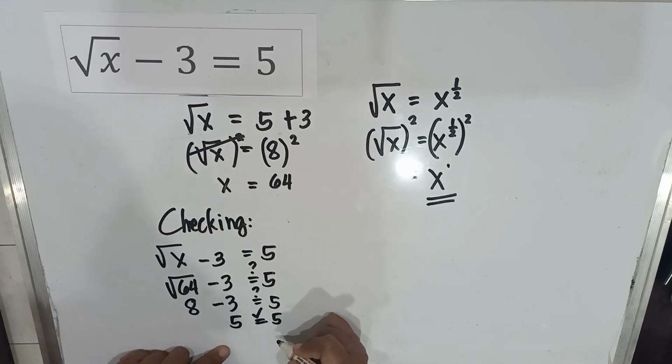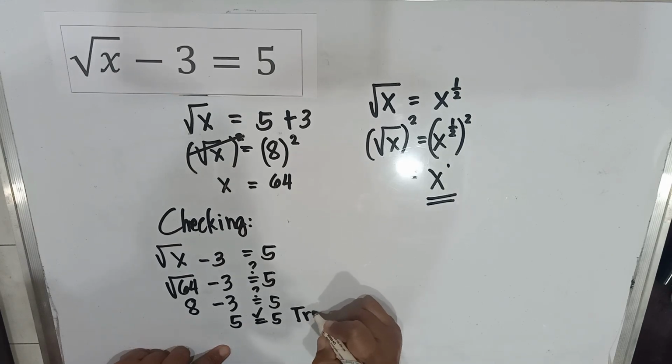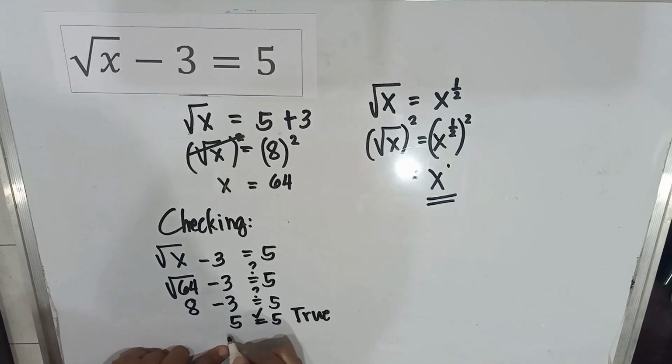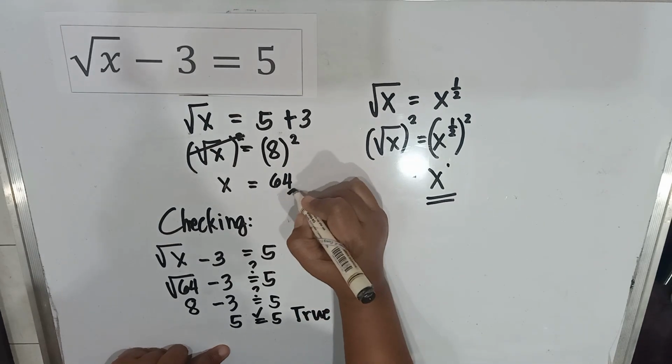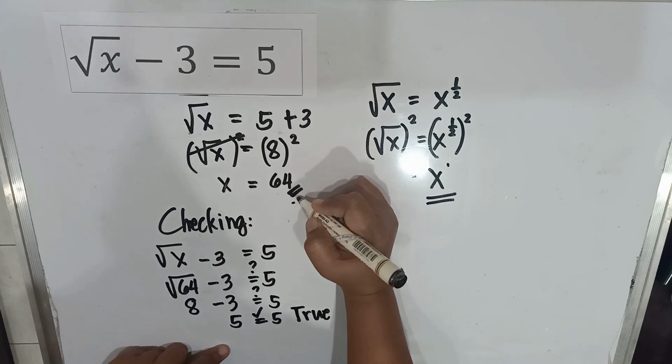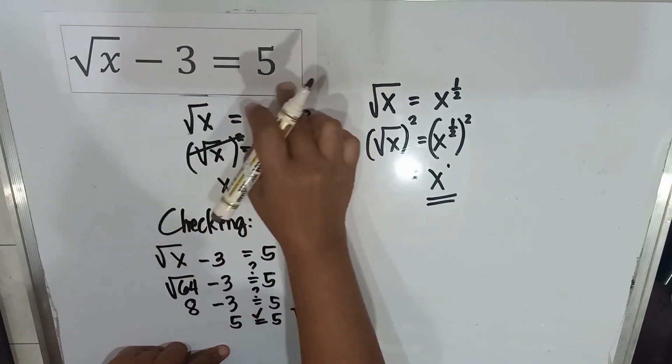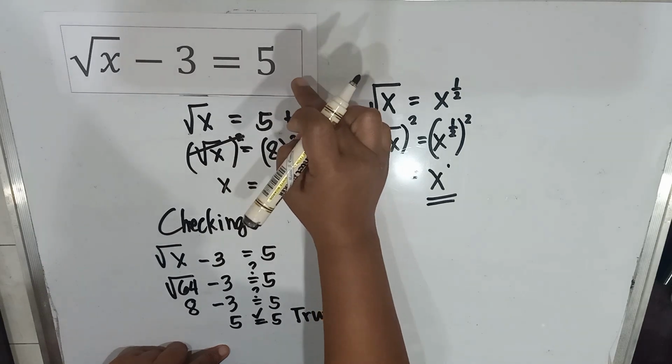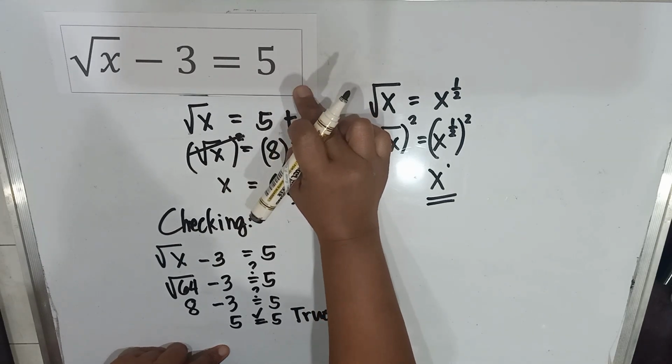So, the resulting equation is true. It produces a true statement. Therefore, the value of our x is really equal to 64. This value makes this radical equation true.